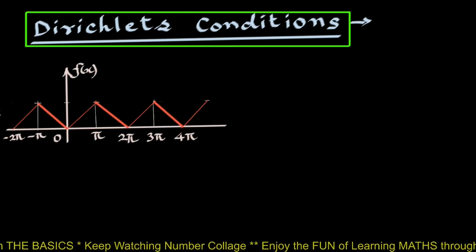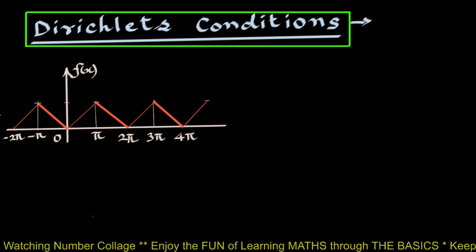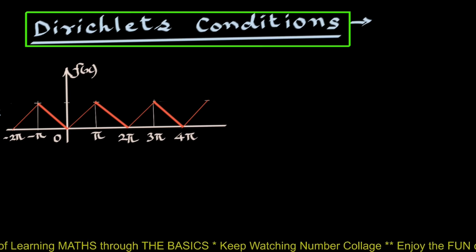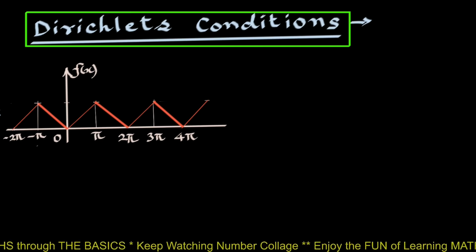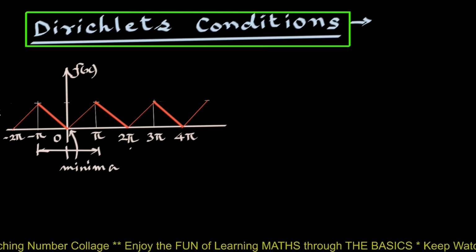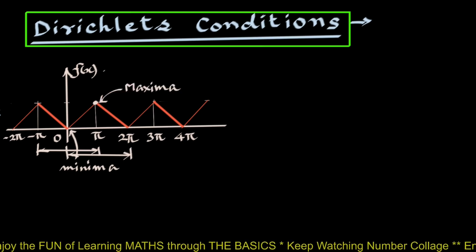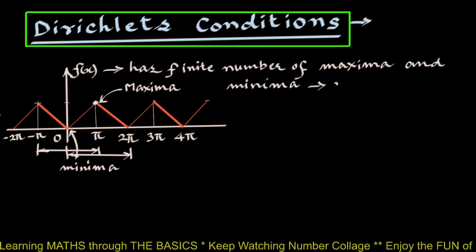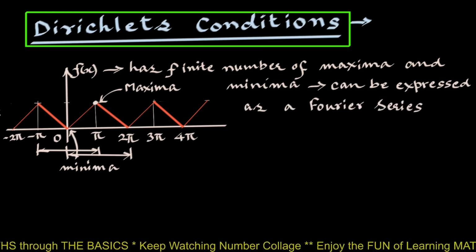According to the third condition, f(x) has a finite number of maxima and minima in the range of the given domain. To understand this, let us consider the graph of function f(x), which is in the form of a sawtooth shape. In the domain of minus pi to pi, it has one minima, and in the domain of 0 to 2 pi, it has one maxima. Since f(x) has a finite number of maxima and minima, function f(x) can be expressed as a Fourier series. So the third Dirichlet's condition is also satisfied here.